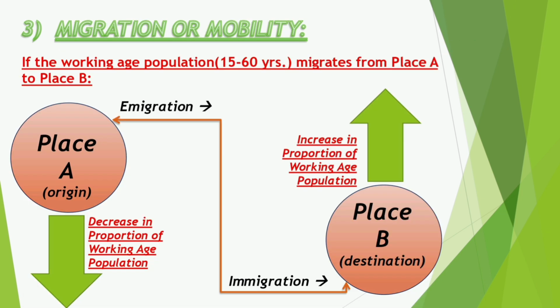Migration affects age composition in a different way because migrants are often age selective, usually younger adults. If many working age people move from place A to place B, A's working population share falls while B's rises. The short term result is often a youthful effect in destination areas, while origin areas may see a relative increase in dependence.